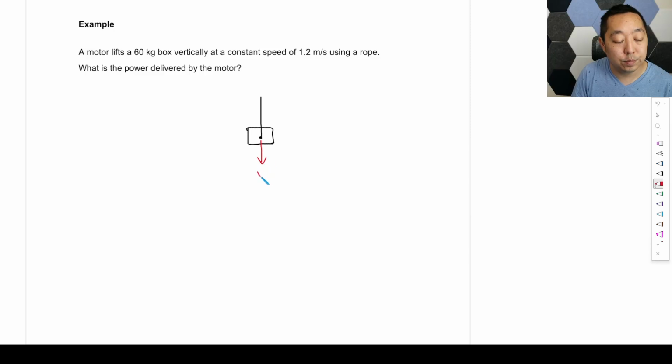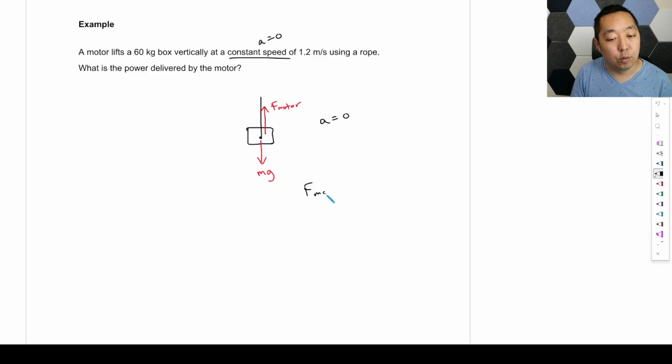Well, we have mg. Remember, we've got to start with a lot of free body diagrams most of the time. It's being lifted, so there's a force from the motor here. Now it's constant speed, so the acceleration is 0, which means that these two forces cancel each other out. If we say up is positive, F net equals ma gives F motor minus mg equals 0. So that means the motor force has to equal mg.